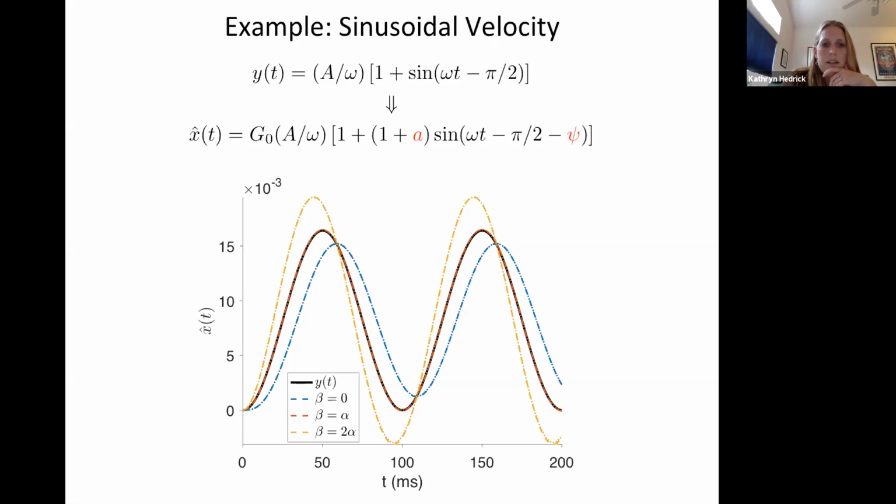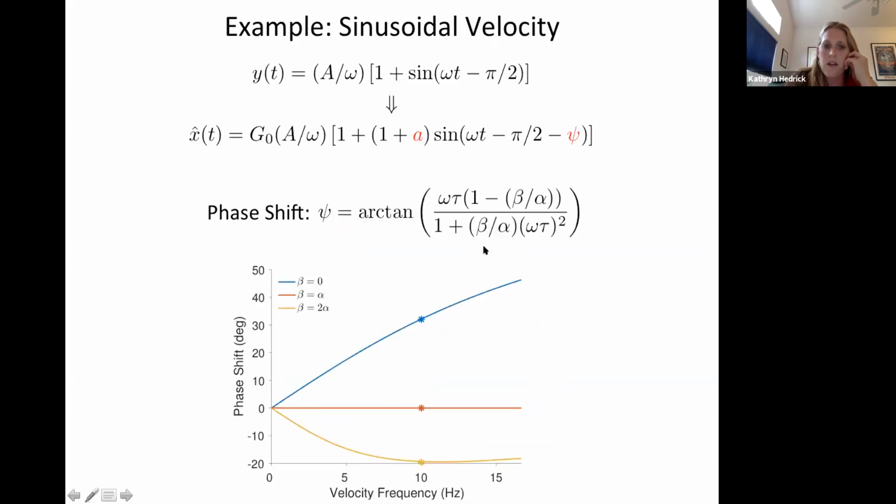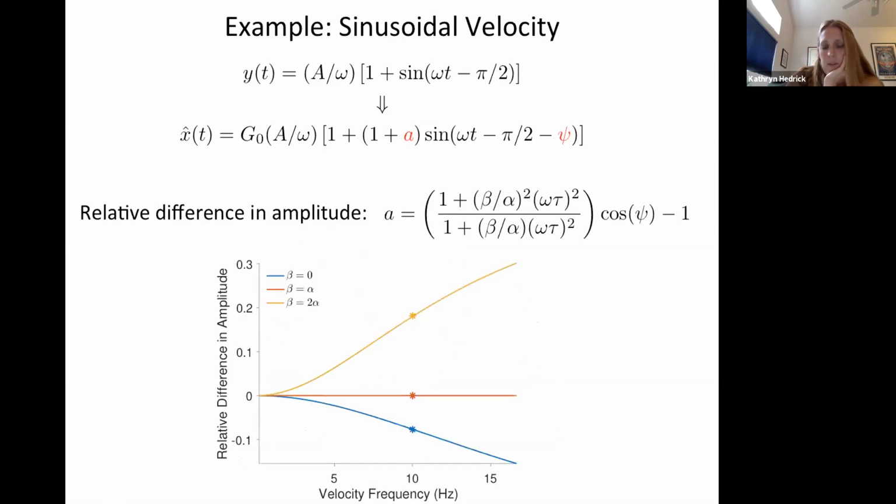And I'm going to go through these slides rather quickly, but just to show you an example, I gave it a sinusoidal velocity input and then compared what happens when beta equals alpha. You see exact agreement. When there's no acceleration input in blue, you see this lag of the encoded spatial variable behind the true. And we can get an exact analytical expression for the phase shift and for the different relative error and amplitude of the response x hat compared to the true y.